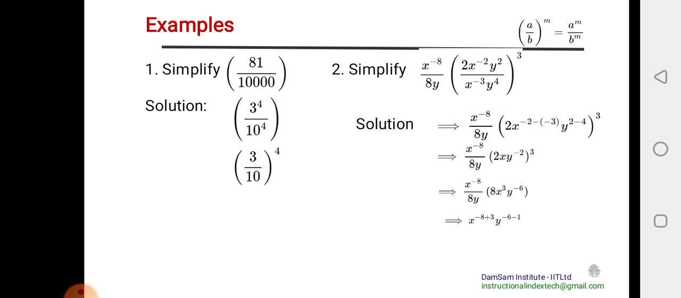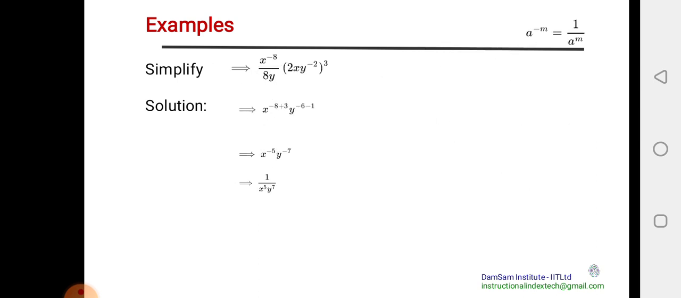Then we can have x raised to power negative 8 plus 3, because 3 is at the power of x inside the bracket, y raised to power negative 6, the one inside the bracket, minus 1, that power of y at the denominator. That is how we have this. Then we simplify it to have x raised to power negative 5, y raised to power negative 7, because minus 8 plus 3 is negative 5, minus 6 minus 1 is negative 7. So we can re-express this as 1 over x raised to power 5, y raised to power 7 as it is.